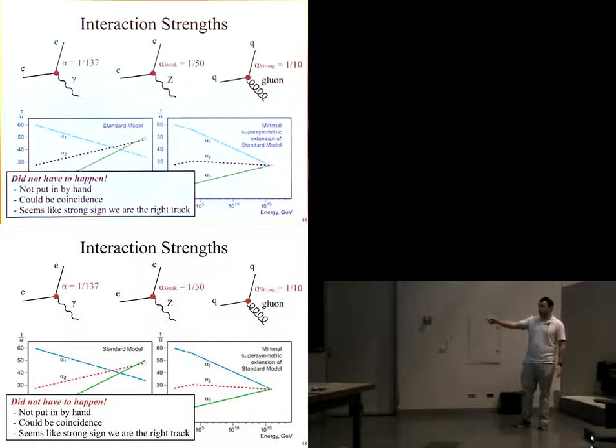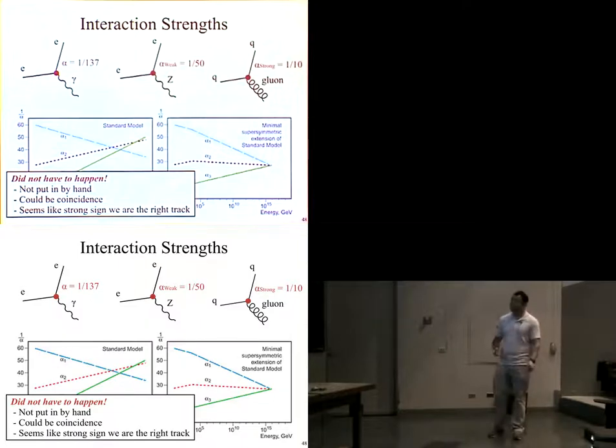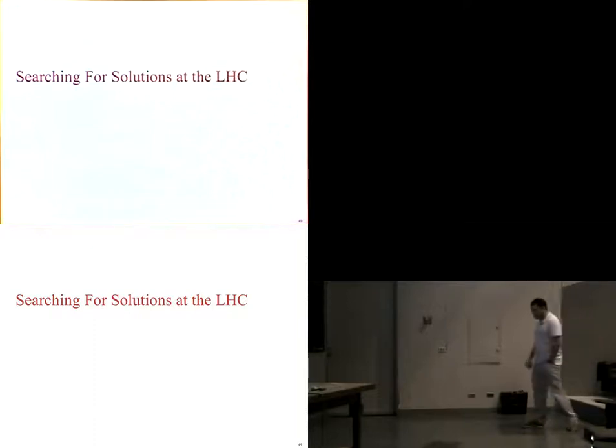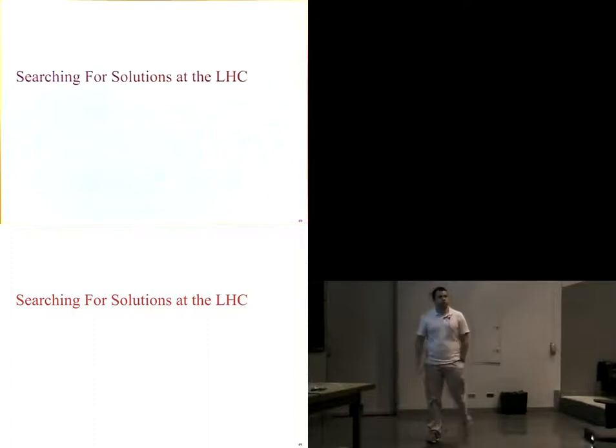Right? And so this is actually another thing that was not put in by hand. Okay? And so I think this is also quite amazing. Right? This definitely did not have to happen. We don't make the theory do this. Of course, it could be just a coincidence that this happens. But it seems to me like this is a strong sign that this idea is on the right track. And you have these two pieces come out sort of for free by solving this other problem associated with the Higgs mass.